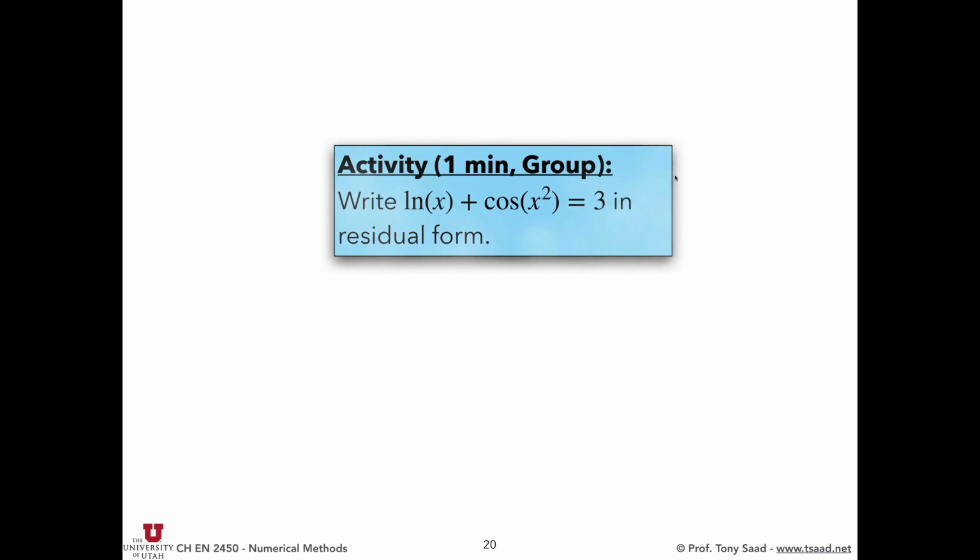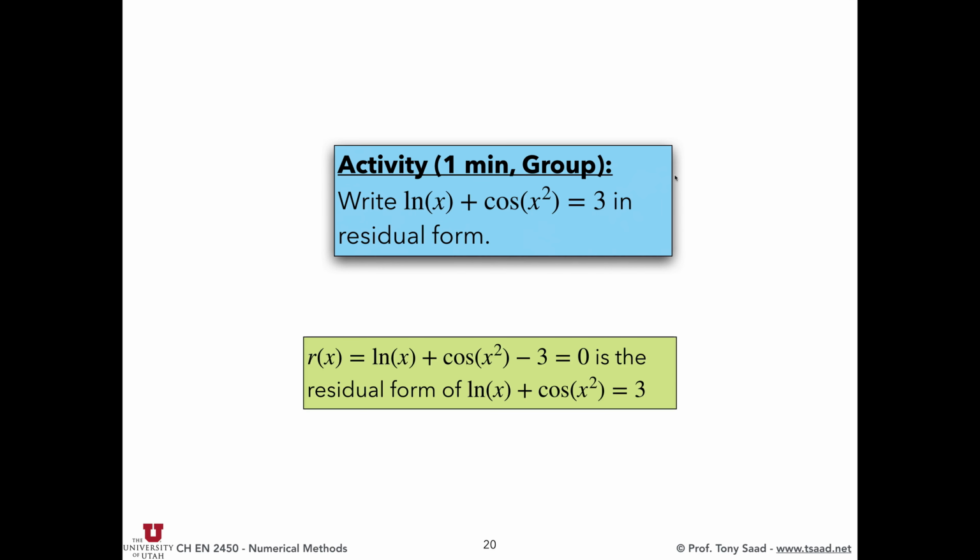Now here's an activity for you. Write log x plus cosine x squared equals 3 in residual form. Take a minute. The solution in this case is simply you subtract the right-hand side from the left-hand side, so you get log x plus cosine x squared minus 3 equals 0. So log x plus cosine x squared minus 3, that's the residual function. And once you find the root of that residual function, r of x equals 0, that gives you the root of the original equation. Okay?